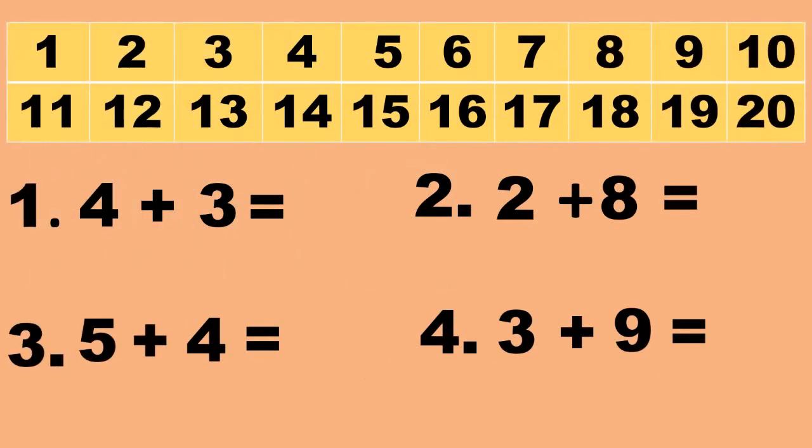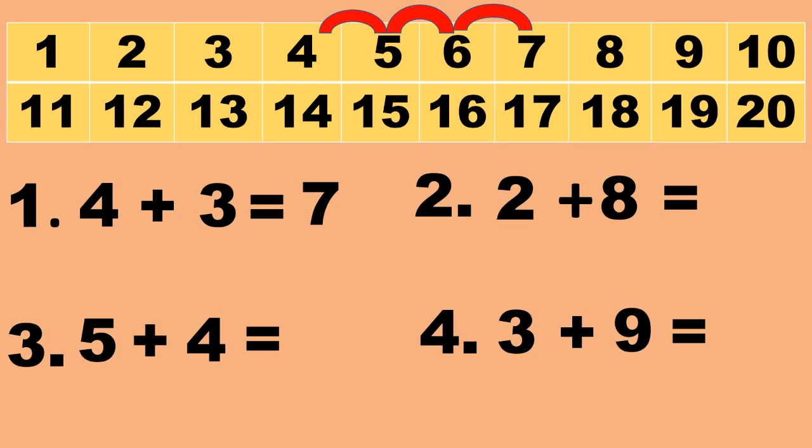Now student, in first sums we have to do 4 plus 3. So we will keep the 4 number in our mind and we will go 3 steps forward. 5, 6, 7. So what answer we got? Yes, 4 plus 3 is equal to 7.